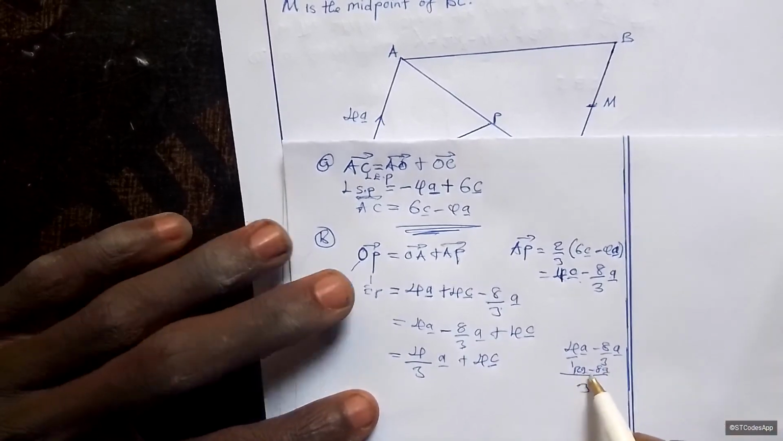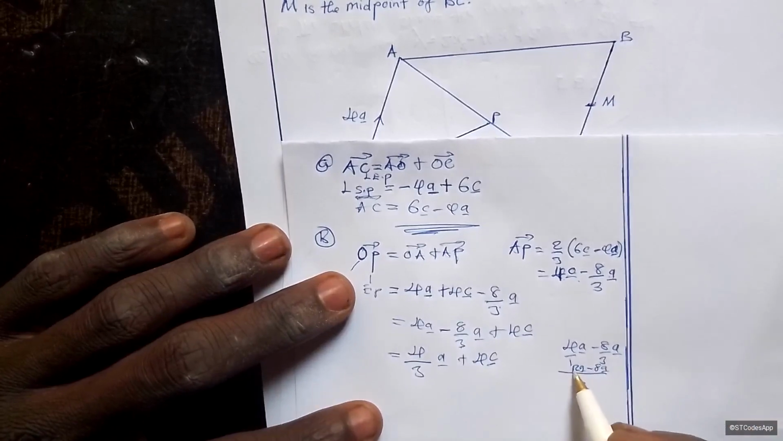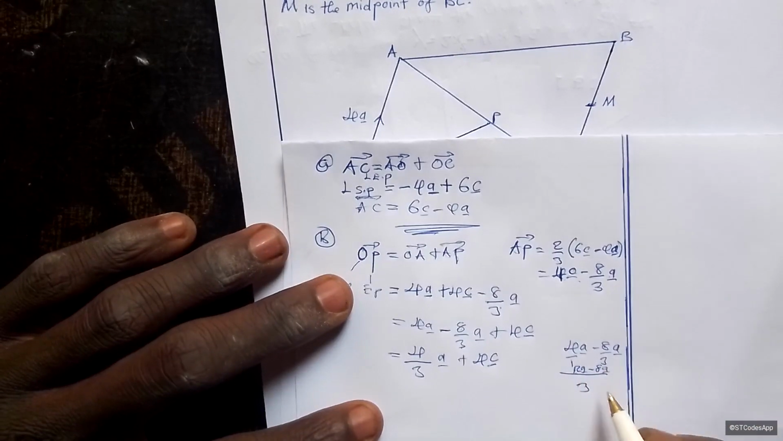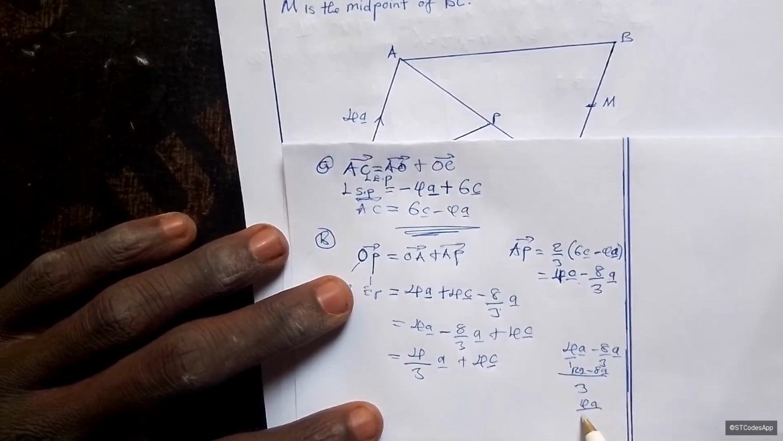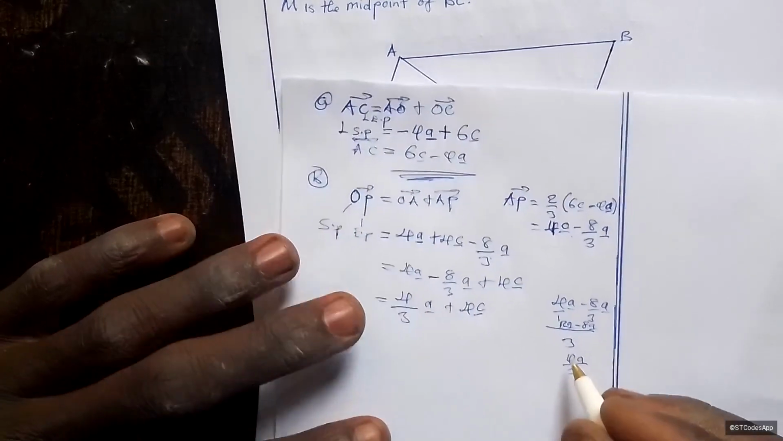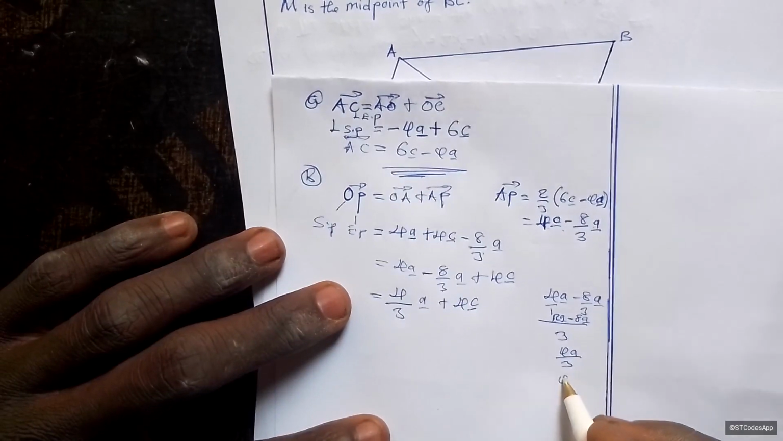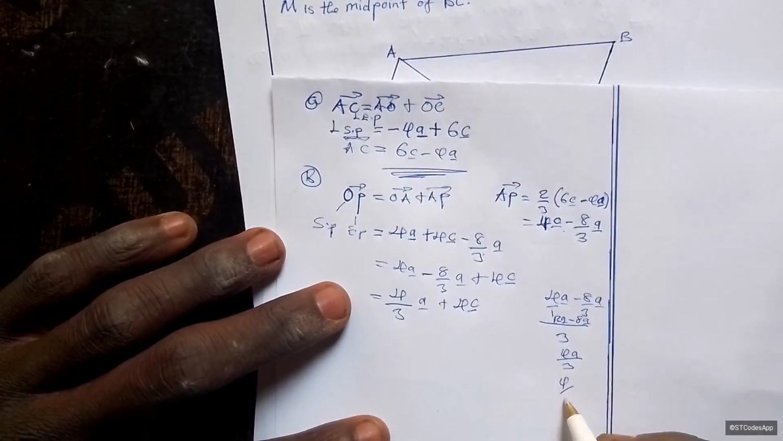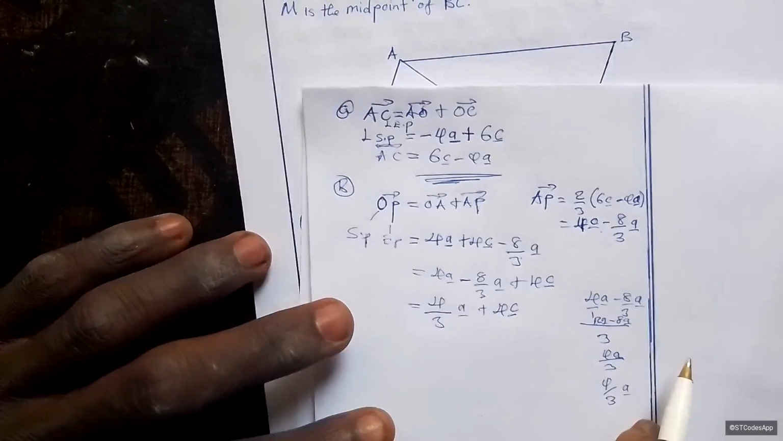Now, as you can see, these two are like terms. So I'm going to say positive 12a vector minus 8a vector, I'm going to get 4a vector over 3. Now, here I was saying vectors exist independently. So I'm going to write it like this: 4 over 3 a vector. Okay, so let's move on.